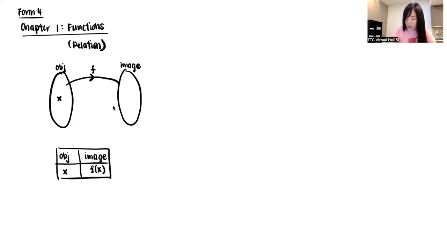So it depends on the bridge name. Let's say it's f. So this one is called fx, okay? So this one is object, image, this is a very normal one. This one, we call it function. Okay, I should write it here.